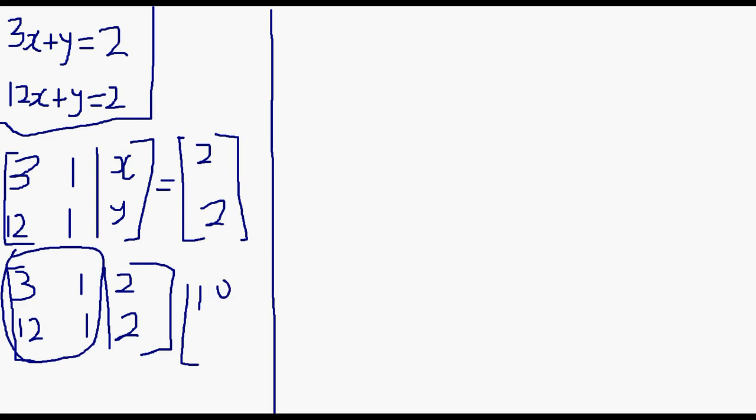1 0 0 1. This is what we want this 3 1 12 1 to look like. We want to change it to 1 0 0 1. So all the workings that we will do, we are trying to change this to look like this. And in that process, this too will also be changing. So when we reach this, any value that we get for this and this will be our final answer.